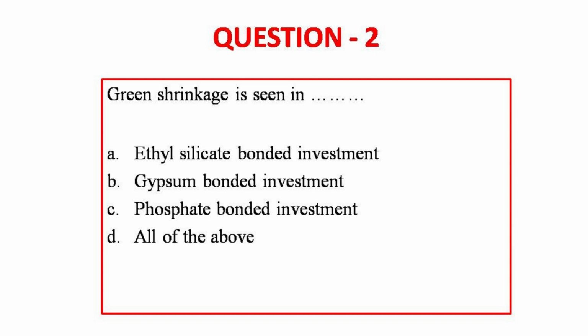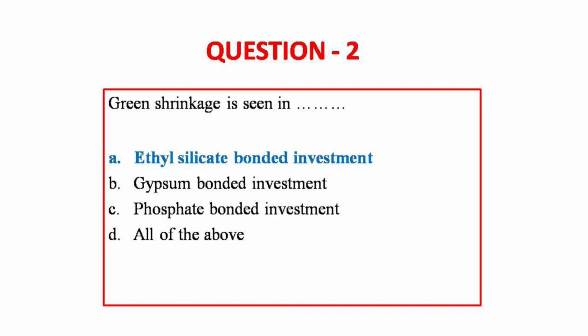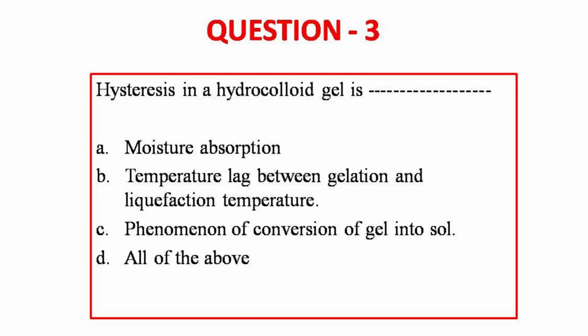So moving on to question number 2. Green shrinkage is seen in, they've given 4 options: ethyl silicate bonded investment, gypsum bonded investment, phosphate bonded investment, and all of the above. The answer is ethyl silicate bonded investment. The material, when it goes to setting, loses alcohol and water, forming a hard gel, and this causes drying, and that causes the green shrinkage, the volumetric contraction.